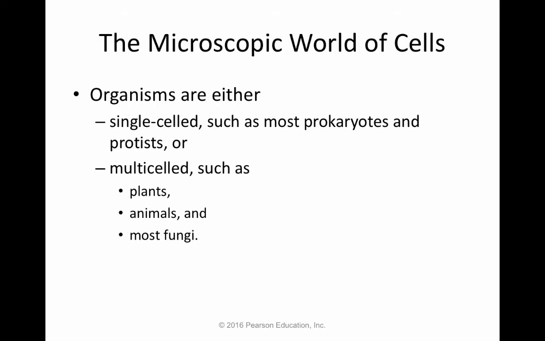So organisms, as we talked about previously, are all made up of cells. You can have organisms that are single-celled, and a lot of those are prokaryotes or protists. Protists, think of things like amoebas. Prokaryotes, think of bacteria. Those are just single-celled; there's just one of them. But organisms can also be multicellular, such as plants, animals, and most fungi.